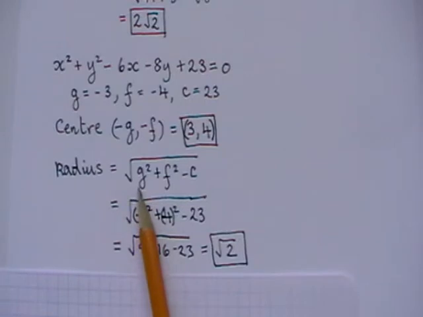Its radius is given by the square root of g squared plus f squared minus c, or the square root of (minus 3) squared plus (minus 4) squared minus 23, which is 9 plus 16 minus 23, or the square root of 2.